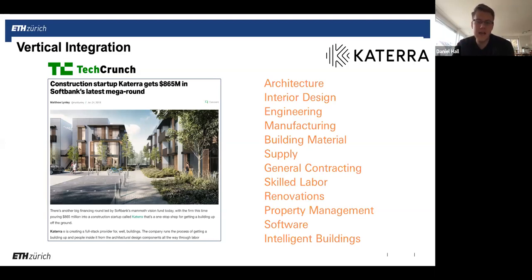And to give an example of the vertical integration, on the right side you can see all the different parts of the company that are within Katerra. So they have architecture, engineering, manufacturing, general contracting, property management, renovation, software. They're developing their own software systems. You know, they're doing all of it themselves in-house.